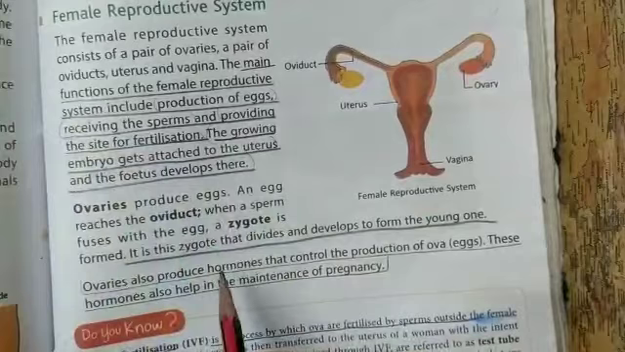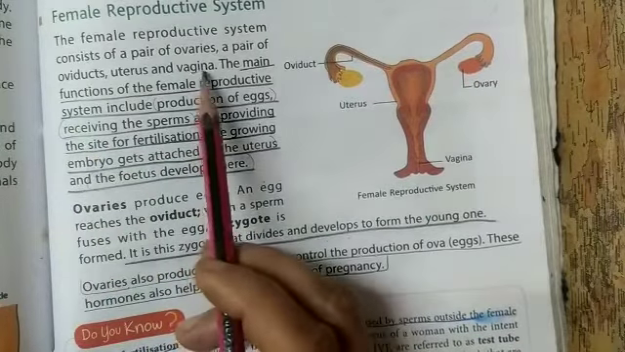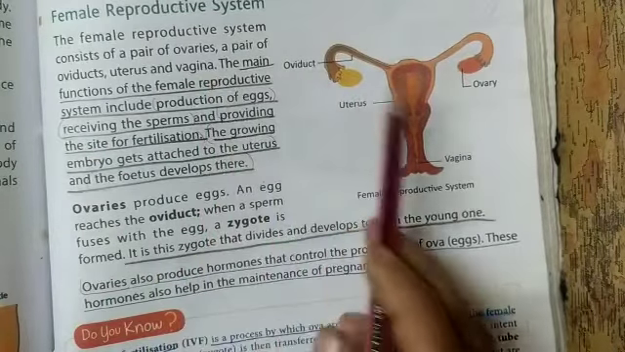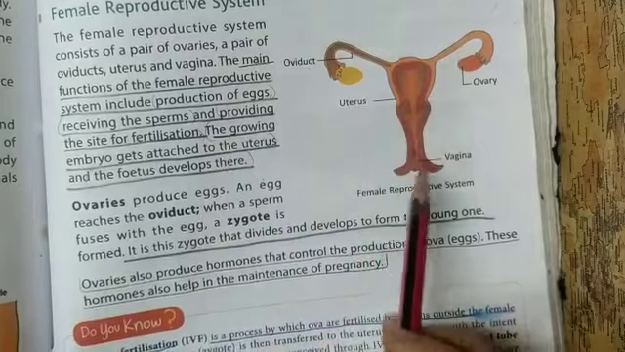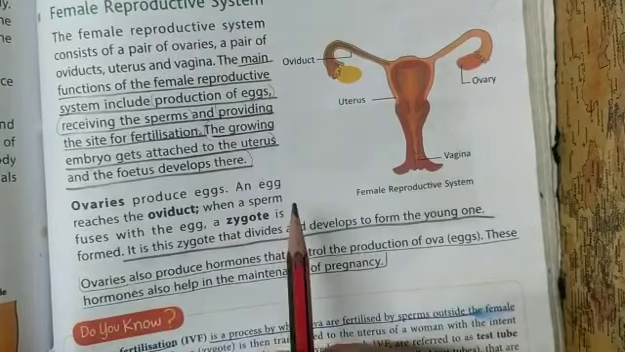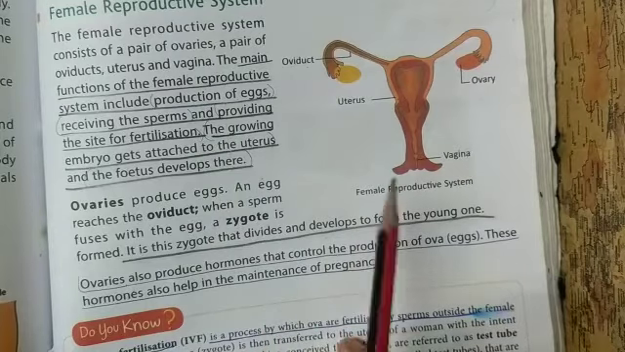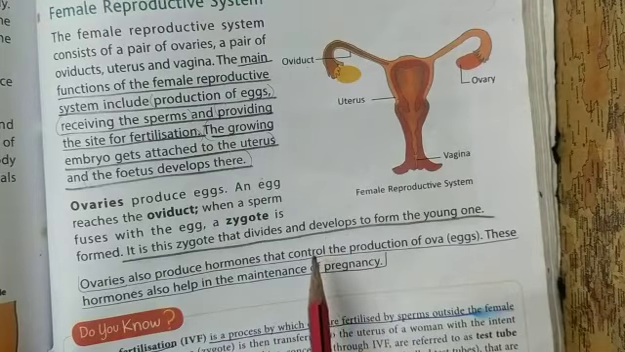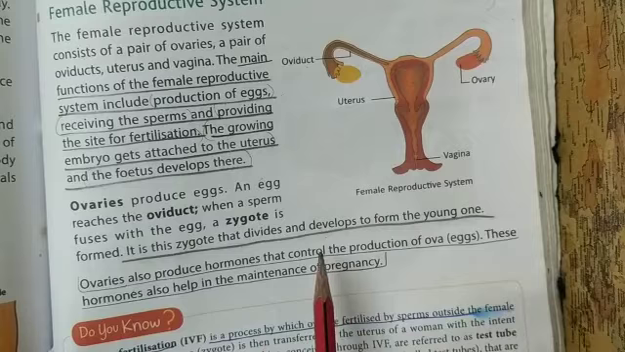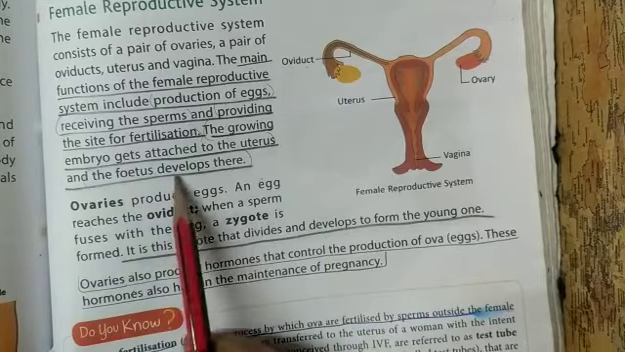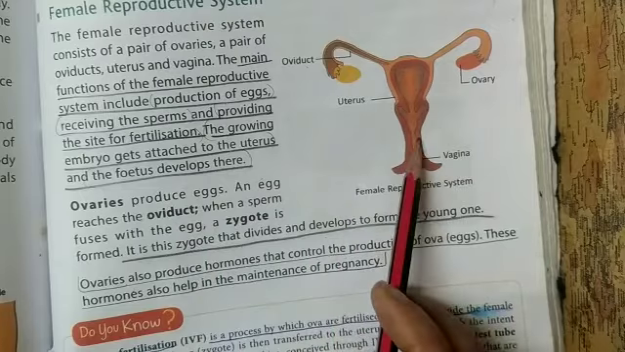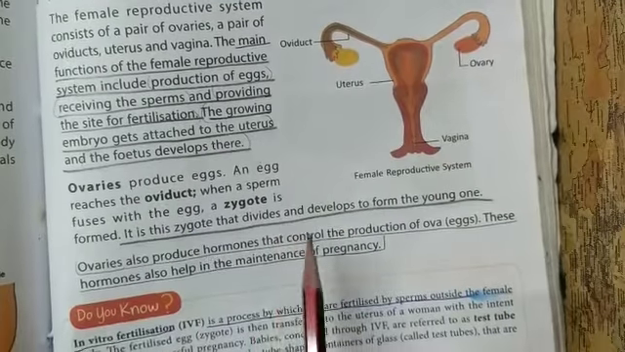So the female reproductive system consists of a pair of ovaries, a pair of oviducts, you can see in the picture, uterus and vagina. The main functions of the female reproductive system include production of eggs, receiving the sperm and providing the site for fertilization. The growing embryo gets attached to the uterus and the fetus develops there. Okay, this is the function of this.